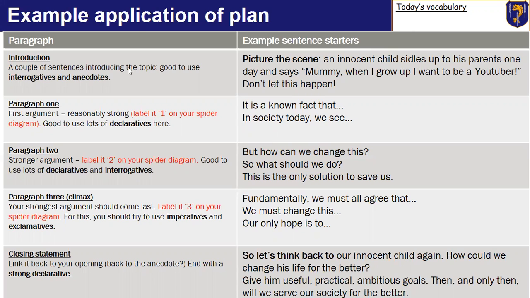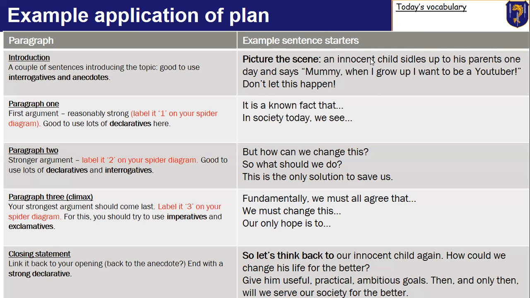As an example, we're saying introducing it with an anecdote here. A great way to start an anecdote is by using the phrase "picture the scene" with a colon after it, showing variety in that punctuation, using that correctly as well. And then look at this as an example anecdote. An innocent child sidles up to his parents one day and says, "Mummy, when I grow up, I want to be a YouTuber." Don't let this happen.